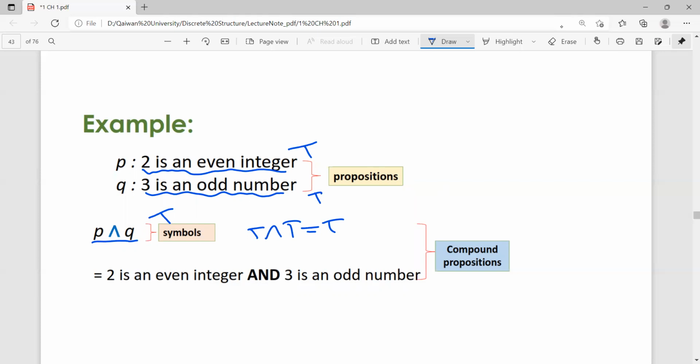And also, if we write down both together in words, we say 2 is an even integer, and 3 is an odd number. The result is true because the first one is true and the second is true. Here you have two statements joined by conjunction and both are true, so the result is true also.